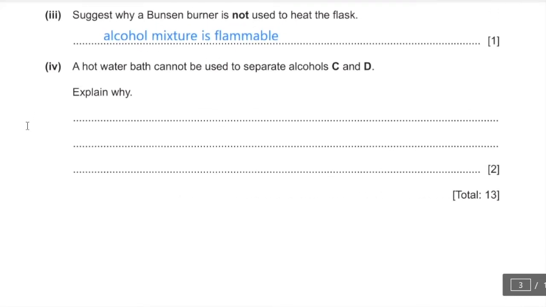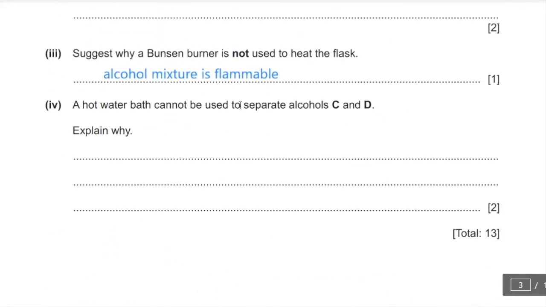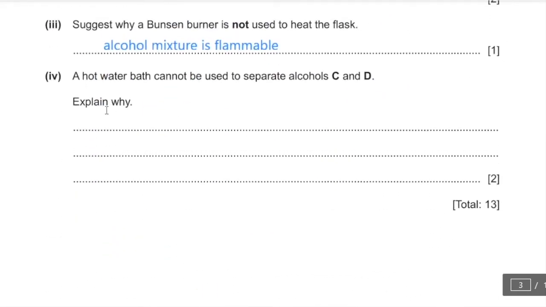4. A hot water bath cannot be used to separate alcohols C and D. Explain why that is so. Right, so as you can see over here, C and D have boiling points of 122 and 160, and these are above the boiling point of water, which is 100 degrees Celsius. So if we heated water above 100 degrees Celsius, it would evaporate itself, and it won't be able to heat this mixture of C and D anymore. So that is why we cannot use a water bath over here.